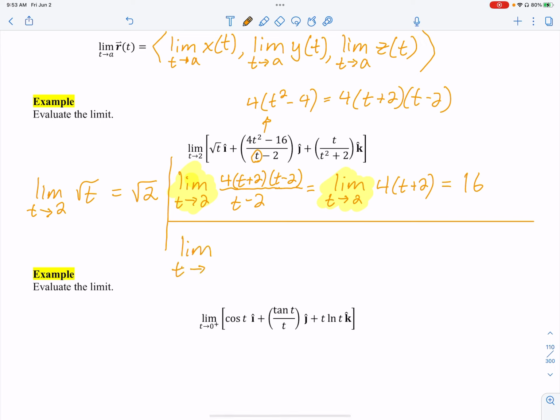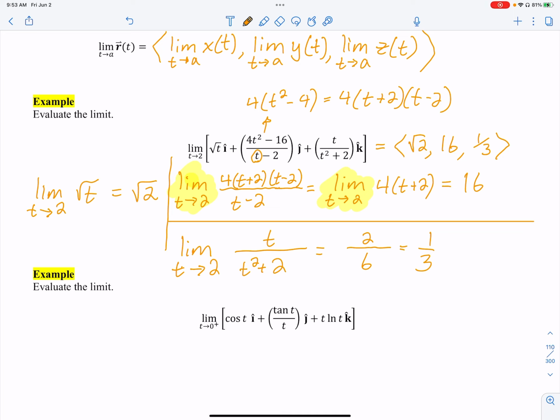The limit, about other math, not math stuff. Let's do the z component. First thing we check, can we plug it in? And the answer here is yes. So I got a 2 on top and a 6 on bottom, which is 1/3. Now, what you just did is not answering the question. The question wants, what is it going to? Well, in vector valued functions, we describe points as vectors. So the first component is square root of 2, the second component is 16, and the third component is 1/3. There is my answer.